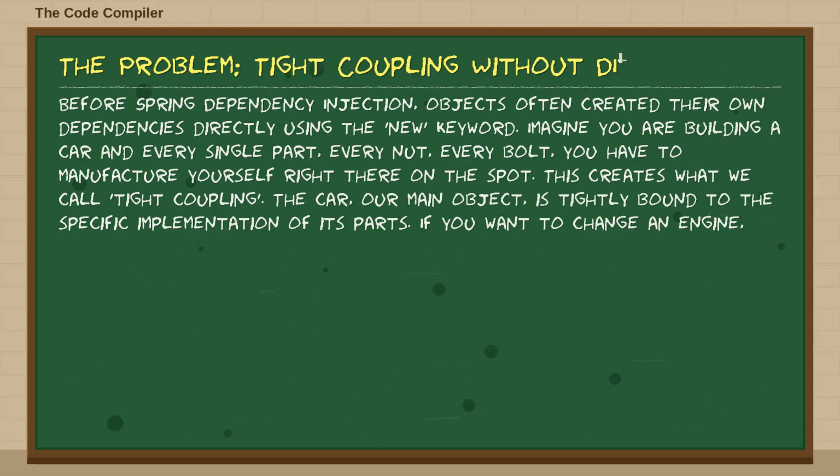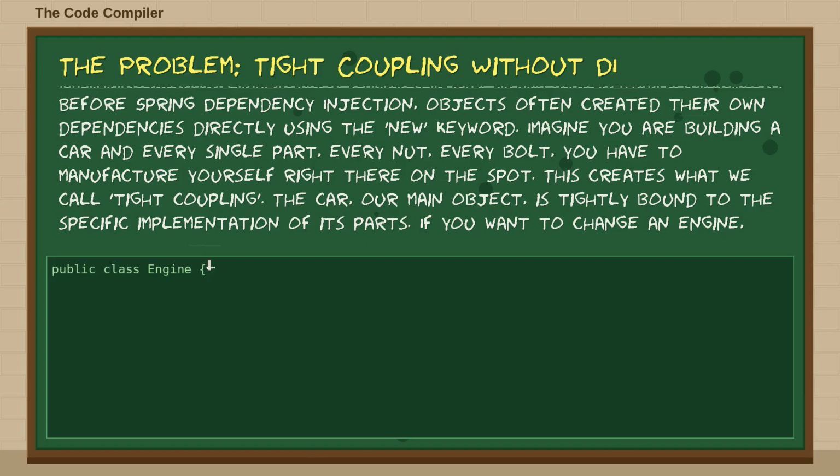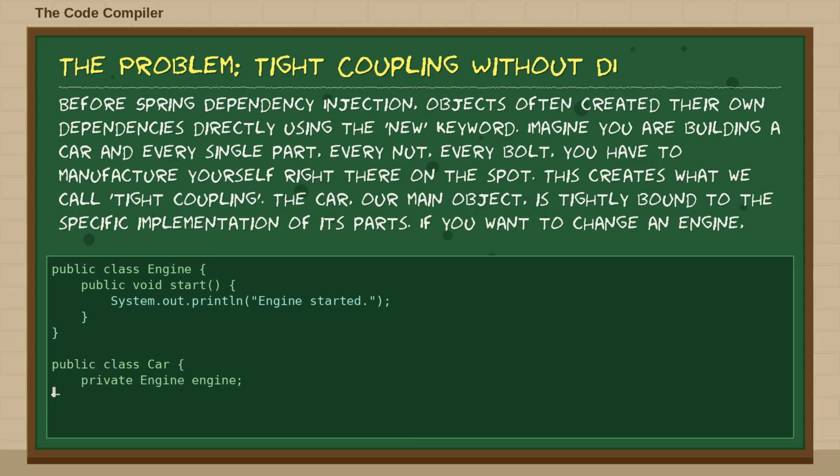If you want to change an engine, you have to modify the car's blueprint directly. This makes your code rigid, difficult to test in isolation, and hard to modify or extend without affecting other parts. For example, if your car class directly creates an engine object, changing the engine type means changing the car class. This is not ideal for large applications.